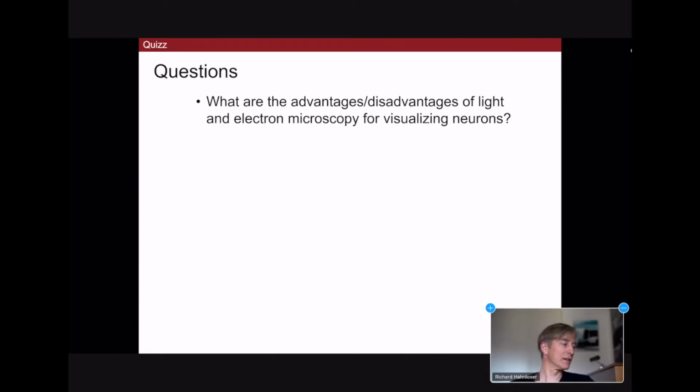Yeah, that's correct. Electron microscopy allows you to visualize everything, right? You're not missing anything, but you can't tag particular proteins, and so you cannot really tag particular structures. So the advantage of electron microscopy is clearly a higher resolution, and the disadvantage is that you see almost too much. It's hard to focus on any particular thing because there's so much structure that is visualized.